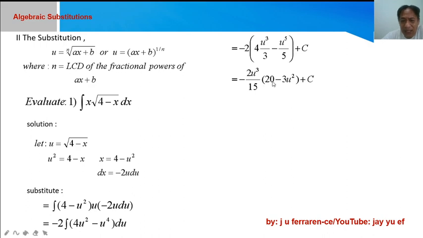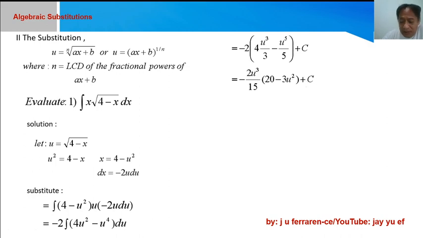How to get 20? You can have 15 divided by 3. What is 15 divided by 3? That is 5, times 4. That is why I obtain 20. So, u cubed is already out, and I only have a constant term in my first term. Now, 15 divided by 5 is 3. Correct? Okay, so we have 20 minus 3, and there is still u squared left because what is being removed is only u cubed. Then we have plus c.